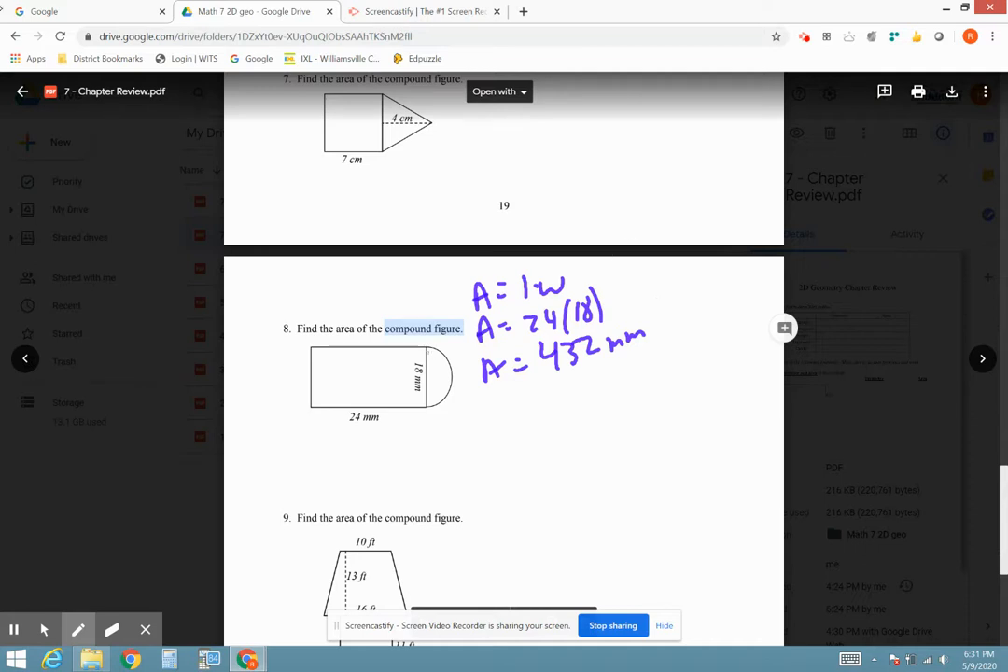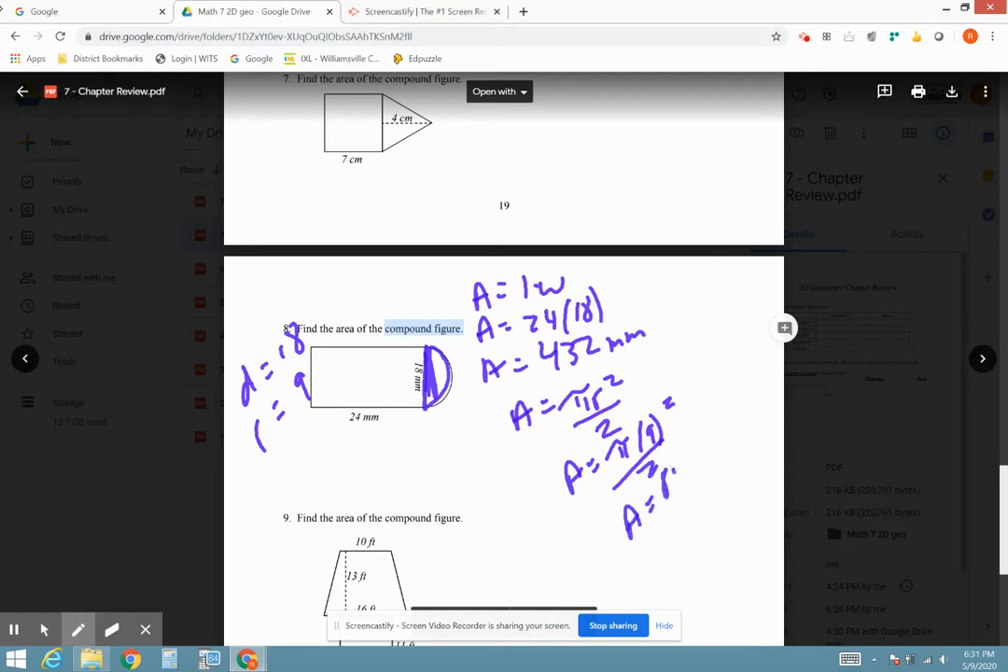Then I have this half of a circle. So the area of a circle is pi r squared, but I only want half of it. So I'm going to divide that by 2. They gave me a diameter. So the diameter is 18, which means the radius is half of that, or 9. So area equals pi times 9 squared divided by 2. Area equals 81 pi divided by 2.